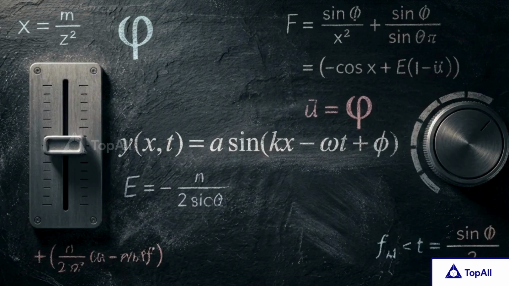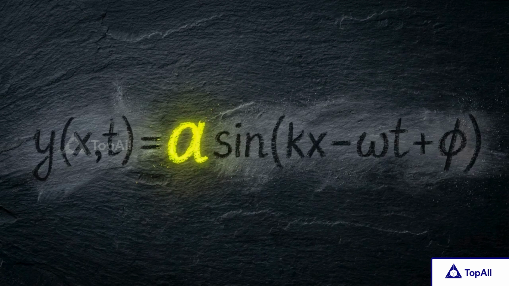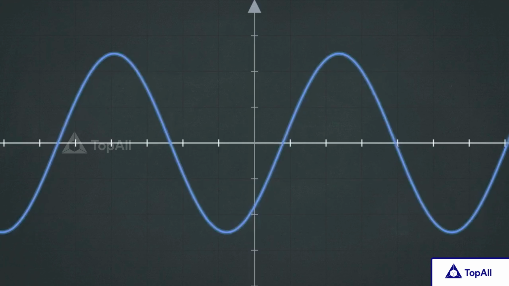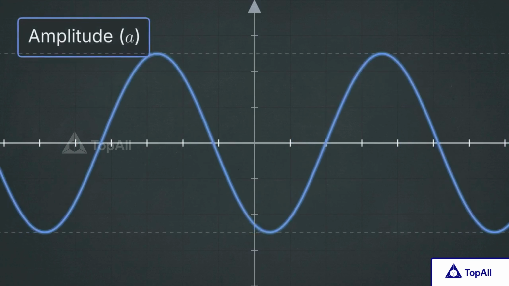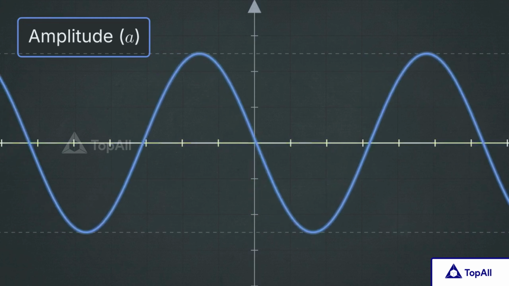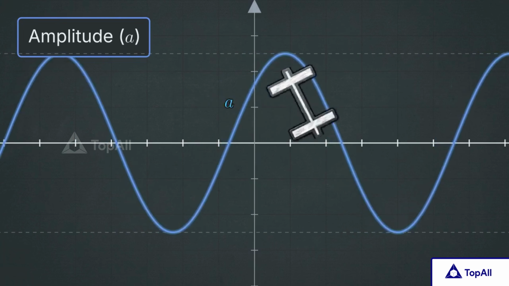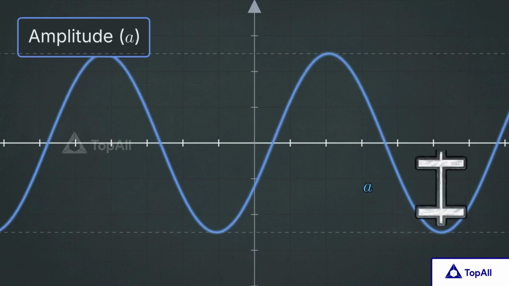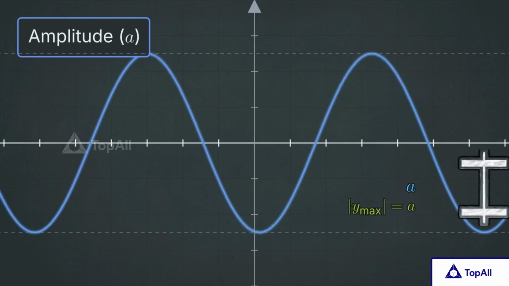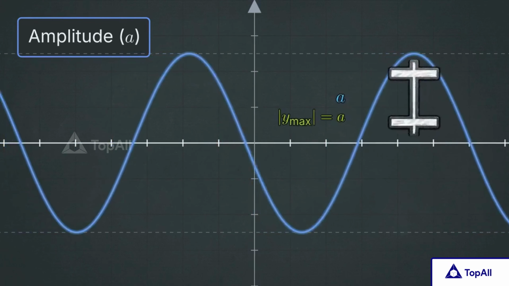This is the foundational code for a sinusoidal traveling wave. Each symbol represents a physical property of the motion. First, look at the letter A sitting at the front of the sine function. This is the amplitude. It measures the vertical distance from the resting equilibrium point to the highest point of the crest. Even when the wave dips into a negative trough, the amplitude value remains a positive number. It represents the absolute magnitude of the displacement.